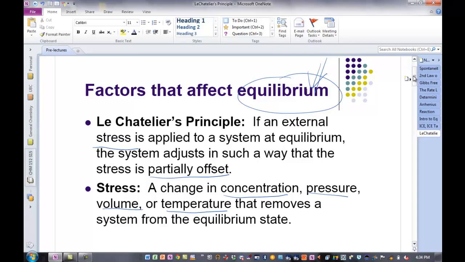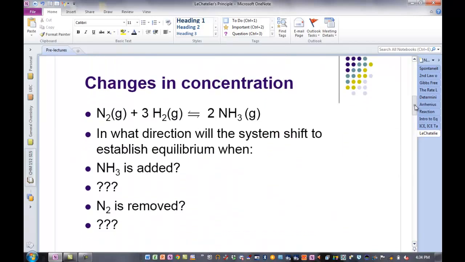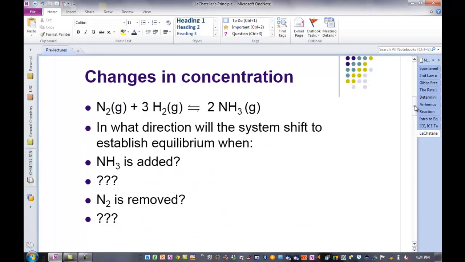Okay, let's look at some of these changes. Let's start with concentration. Here's a reaction you're familiar with. This is the Haber process, a very important industrial process. The system's at equilibrium. In what direction, to the right toward products or to the left toward reactants, does it shift when we make the following changes?